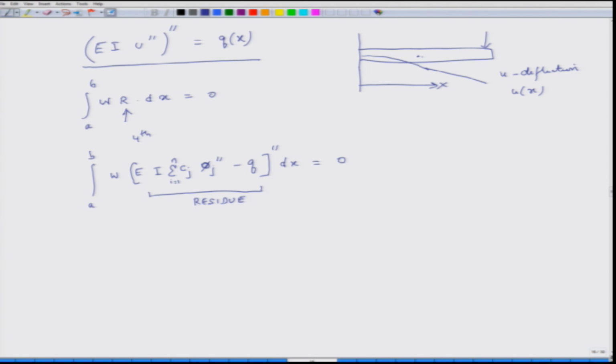That is the residue. So, I am basically, the relation says integral of W times EI and then summation of Cj phi j double prime prime. Cj's are constants, phi j I have to differentiate 2 times, and then from the right side I bring in Qx. So, if this is not exactly 0, then there will be a residue. So, that is why it is called residue, and then differentiate this whole expression twice and then integrate this thing with respect to x.